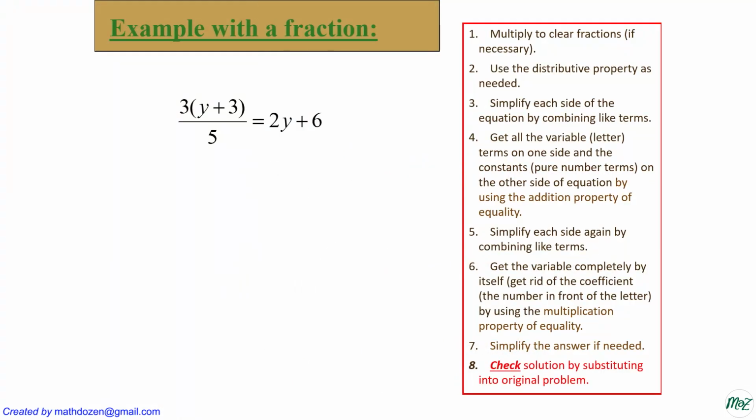Moving to the next example, we're going to see a combination of everything: a fraction, parentheses, and no parentheses, no fraction on the other side. So we're going to go over all those steps that we saw before. We're going to clear fractions, and this time it's necessary. We're going to use the distributive property if needed, because we have parentheses. It's probably going to be a good idea to use this property. We're going to combine like terms. We're going to get all the variables on one side, preferably the left one. Simplify the answer if needed, and then check the solutions.